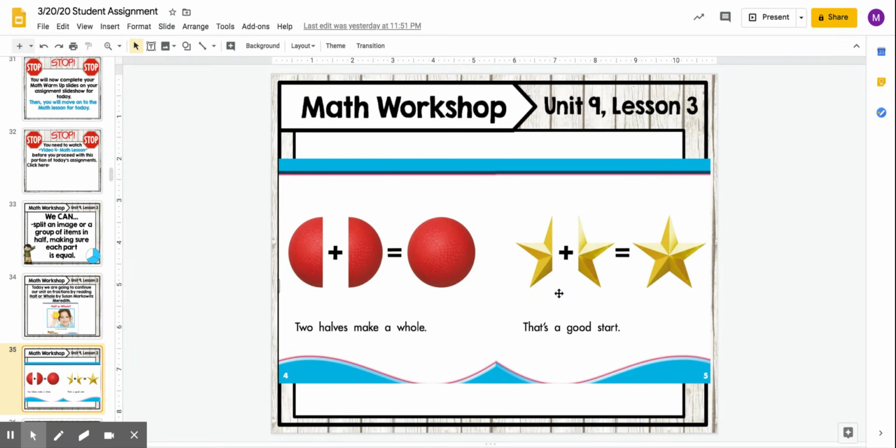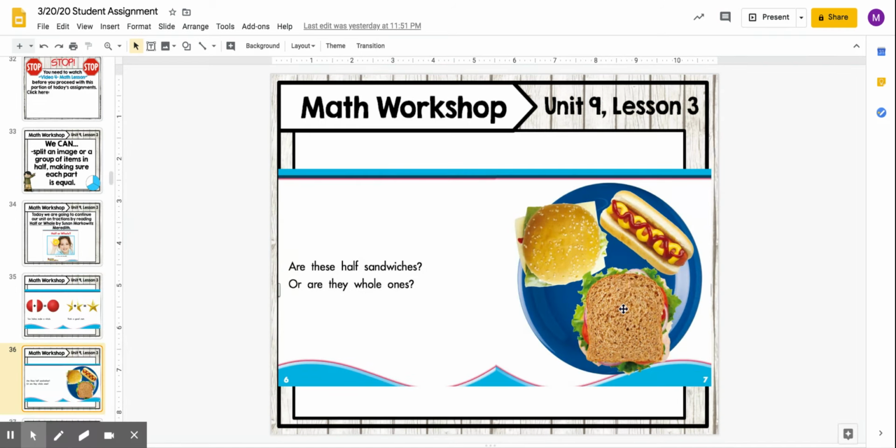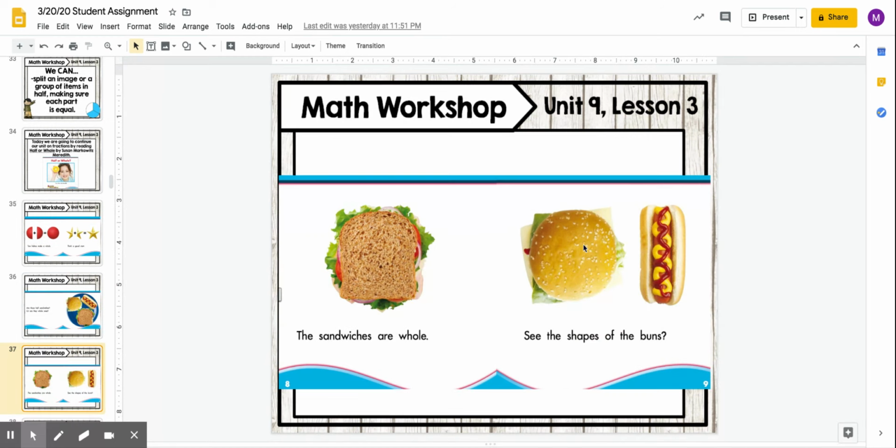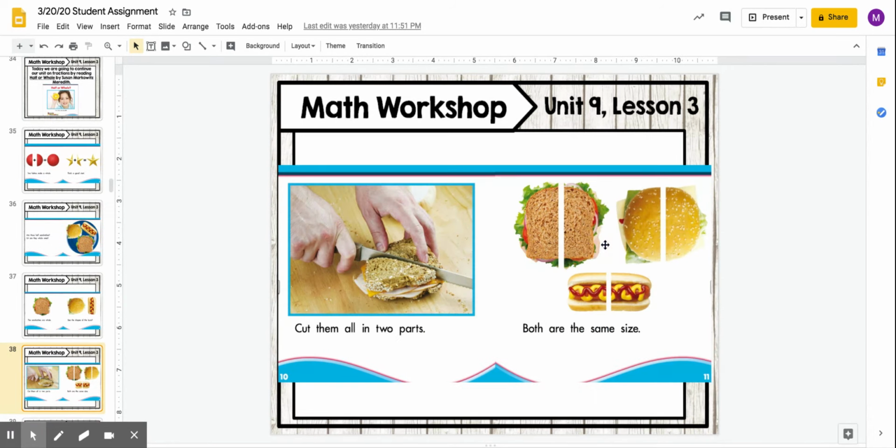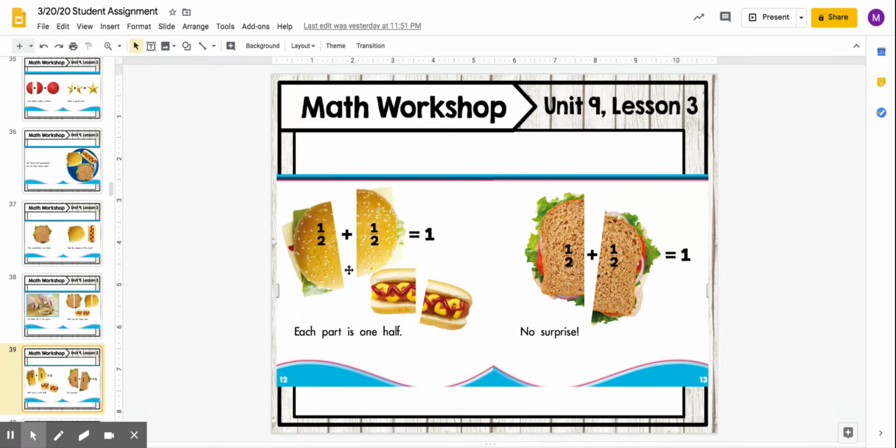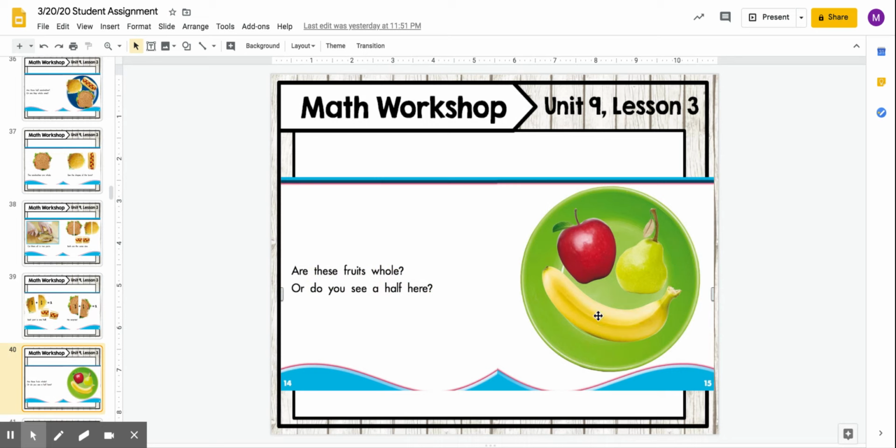Two halves make a whole. That's a good start. Are these half sandwiches or are they whole ones? The sandwiches are whole. See the shapes of the buns? Cut them all in two parts. Both are the same size. Each part is 1/2. No surprise. 1/2 plus 1/2 equals 1.